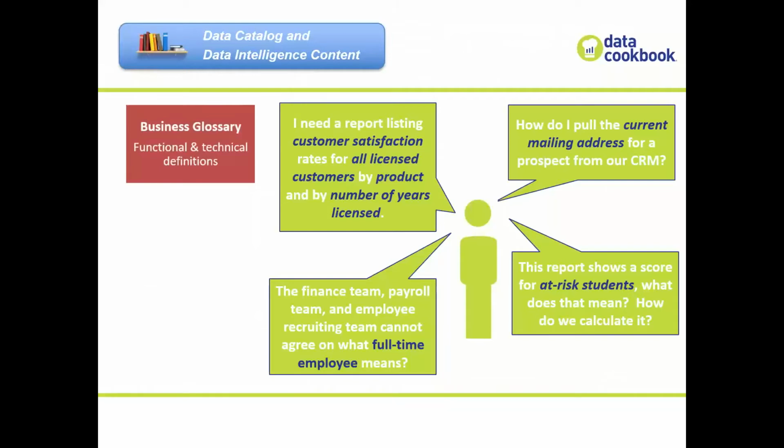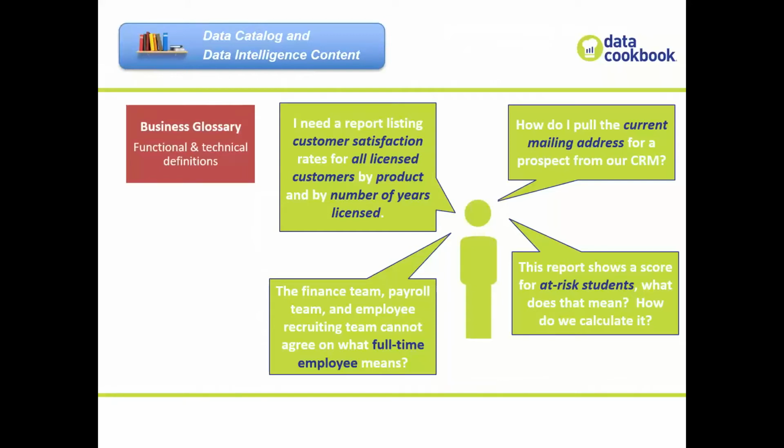But they might, in terms of data model objects, have hundreds of thousands of them, but the business glossary entries are functional first. So the types of things is something like, hey, I need a report listing customer satisfaction rates for all licensed customers by product and by number of years licensed. So if someone's asking that question, you might get a whole bunch of different answers for what does customer satisfaction mean. What is all licensed? What's a licensed customer? How are you defining product? What do you mean by number of years licensed?